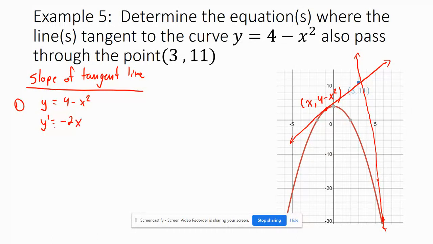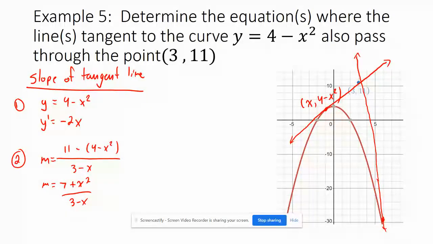So we'll call this equation number 1. Now, for equation number 2, I can just use a rise over run calculation between this point and this point over here. That would be m equals 11 minus (4 minus x squared) over 3 minus x. Cleaning this up a bit, 11 minus 4 is 7, plus x squared, over 3 minus x. So here's my second way of writing my slope calculation.